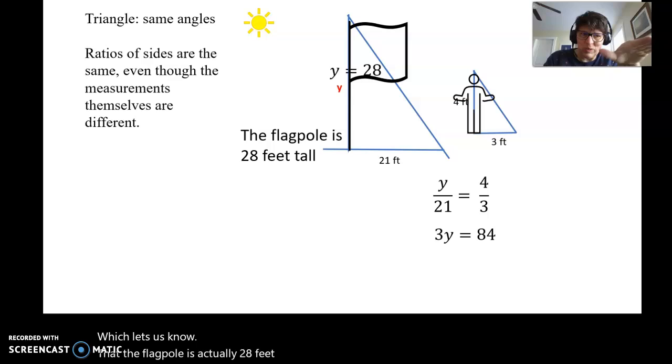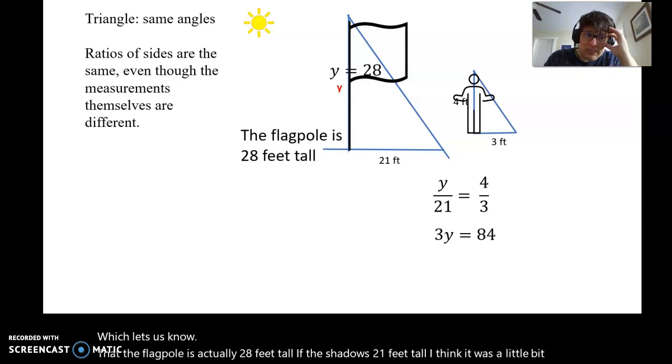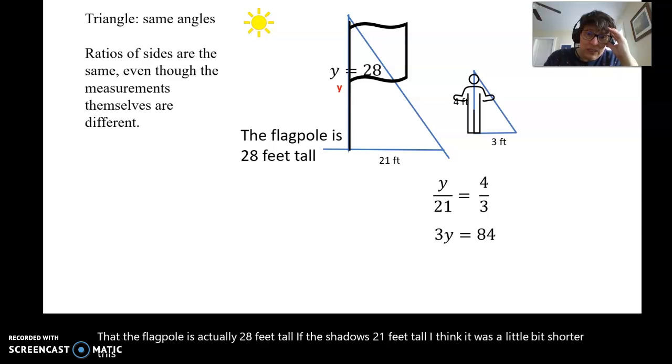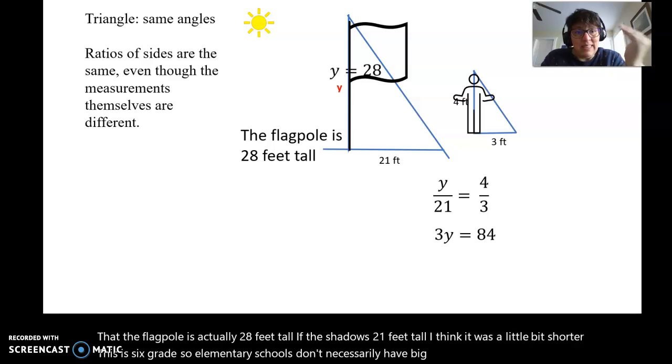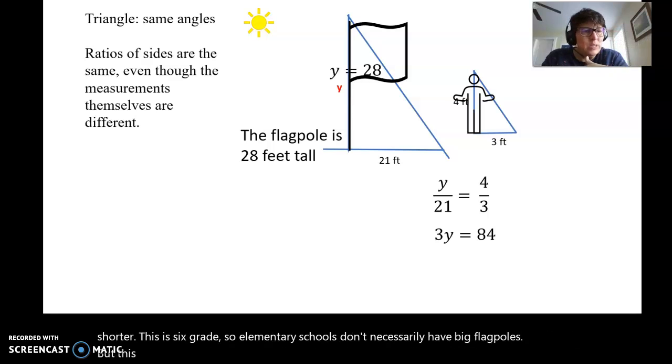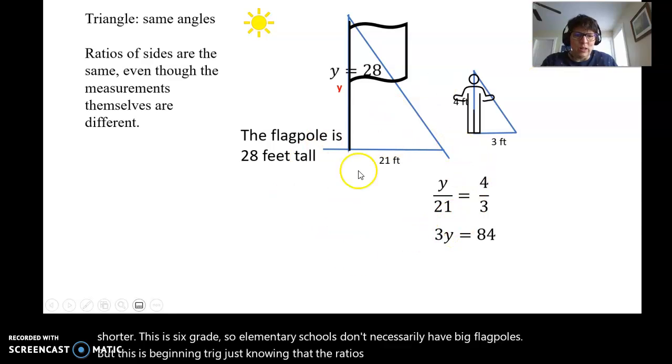If the shadow's 21 feet long, I think it was a little bit shorter. This is 6th grade, so elementary schools don't necessarily have big flagpoles. But this is beginning trig. Just knowing that the ratios are the same will let you solve for something you don't know.